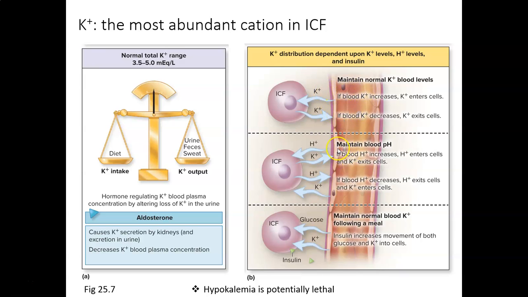Of course, potassium can also help maintain blood pH, and there are situations after a meal too, but we're not going to spend too much time talking about that. Just know the cells work as a kind of reservoir going both ways, helping regulate potassium blood level.